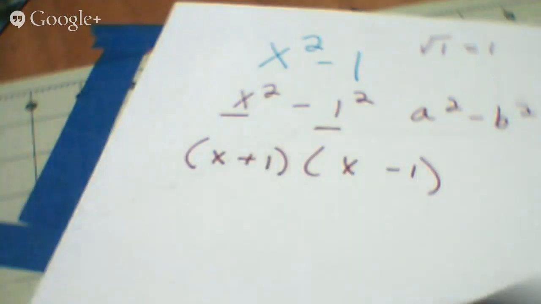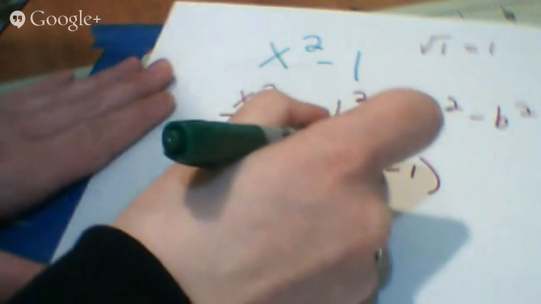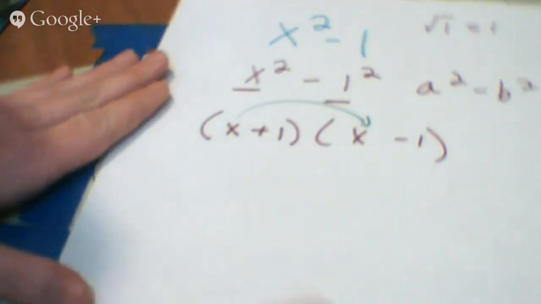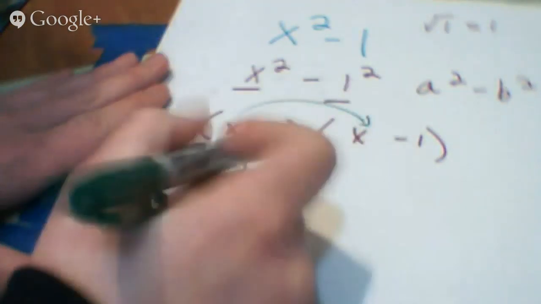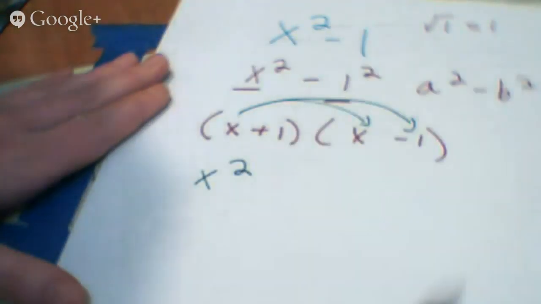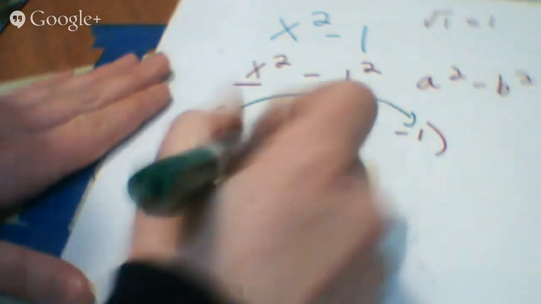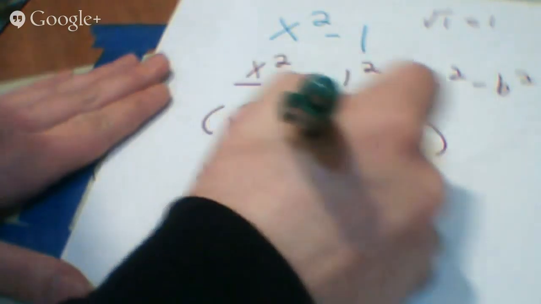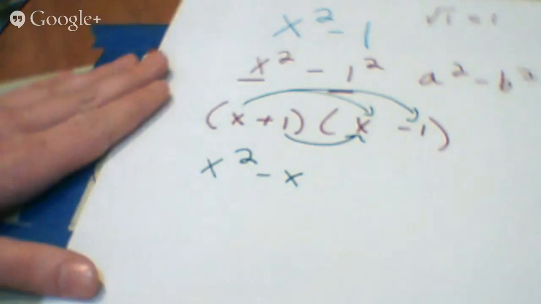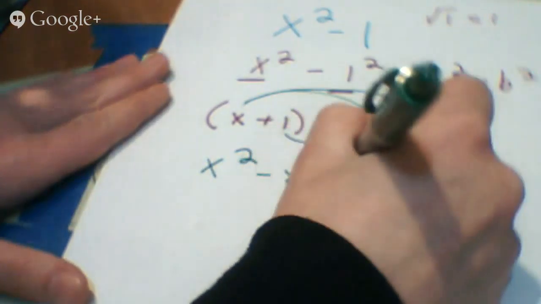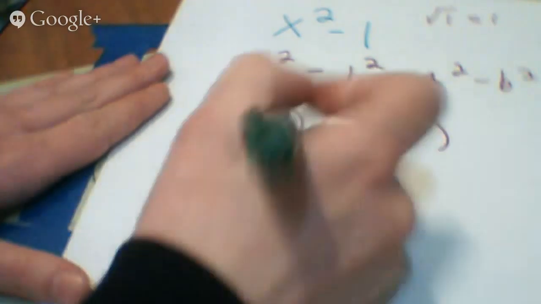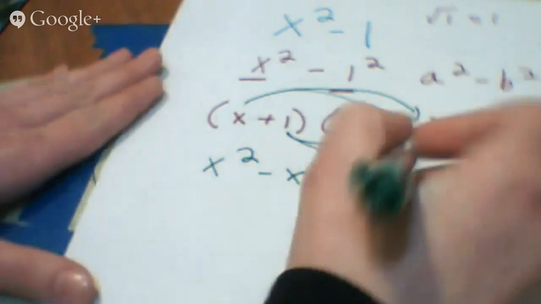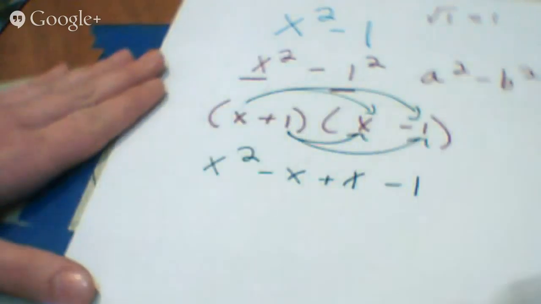Now, because we are good algebra students, we will always check our work by FOILing it back out and making sure it works. So if I do my first, x times x, which is x squared, my outsides, which is negative 1 times x, so we get a minus x. We do our insides, so we get a 1 times x, so that's plus x. And if we do our lasts, we're going to get 1 times negative 1, which is a minus 1.